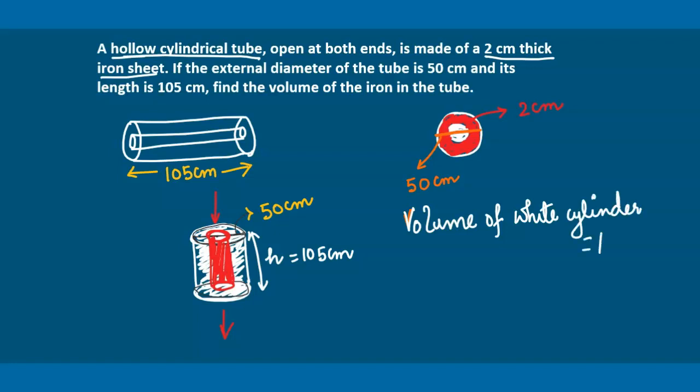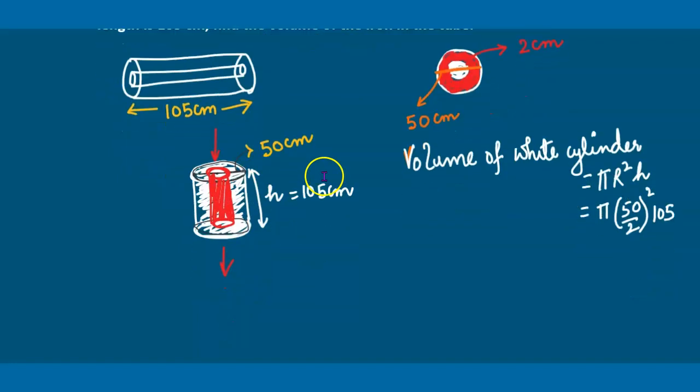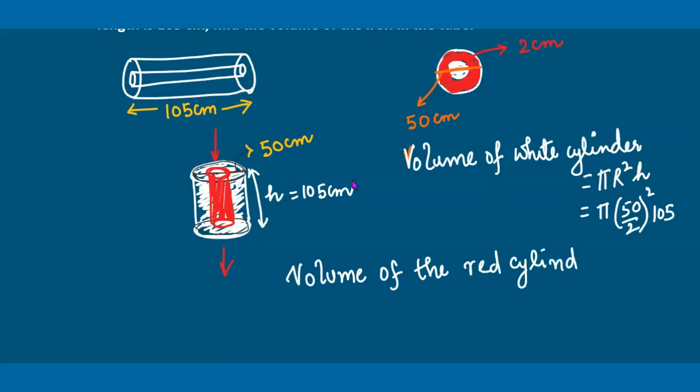It will be equal to pi r square h. So pi into 50 by 2, 50 is the diameter so radius will be 50 by 2, into 105. So this I am going to keep like this only. Now let's look at the volume of the inner cylinder. The formula is the same. I am taking small r this time and h will be the same. See, the same height is being taken out. But we need the value of r.